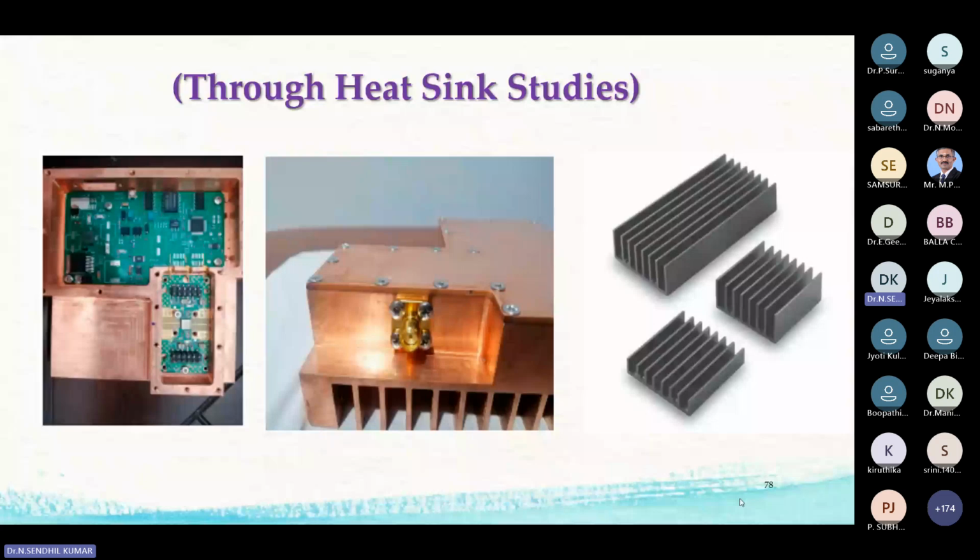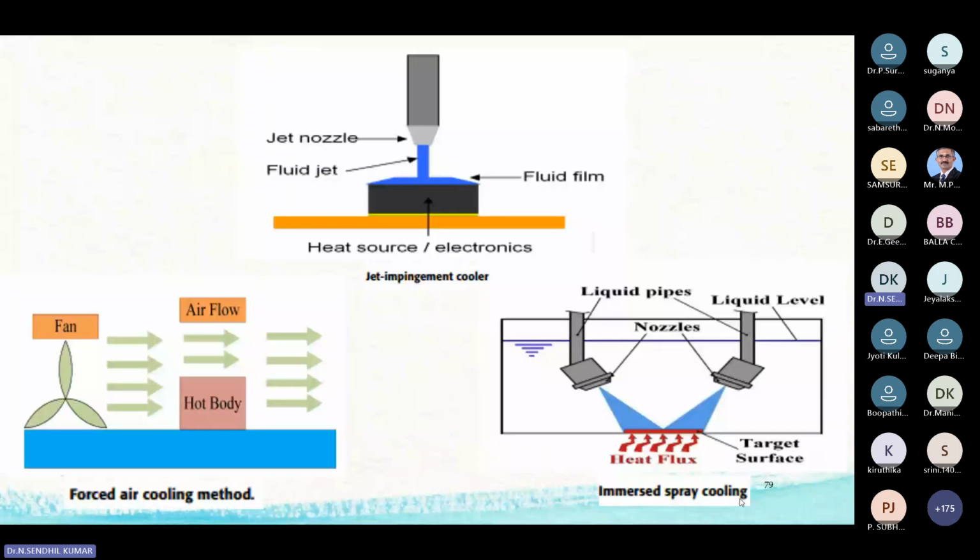And other cooling techniques are forced air cooling, jet impingement cooling and immersed spray cooling. Forced air means by means of a fan, so that it removes the heat effectively. That's why there is a fan at the backside of the CPU. Spray cooling means that on the target area, the high heat flux area, liquid through pipes and nozzles will come and cool the surface, so that you do not spoil it.